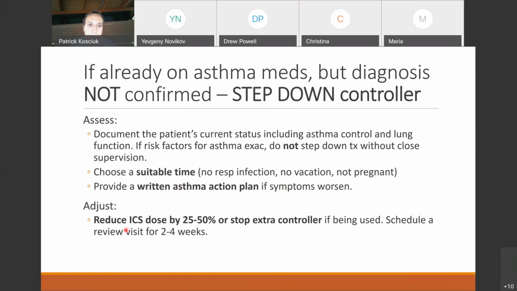What you do is you reduce your ICS dose. Again, these are people with asthma. They should be on their ICSs, right? You cut it in essentially half. And then you schedule either a review visit or PFTs within 2 to 4 weeks.